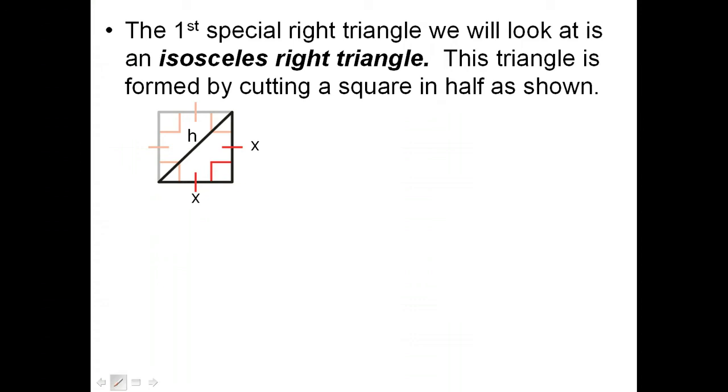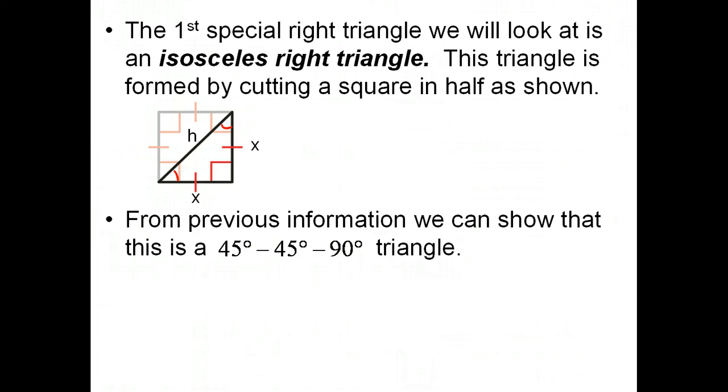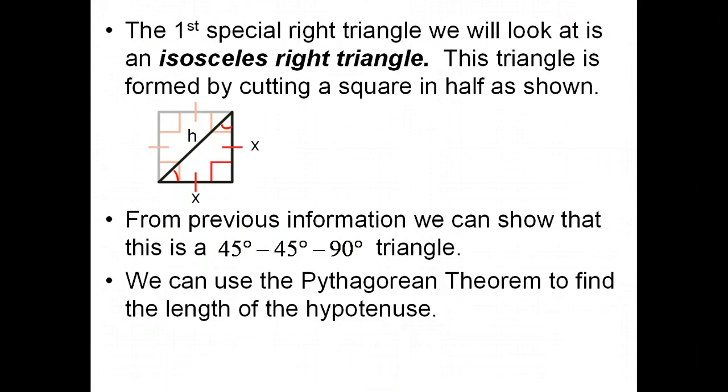By our base angle theorem, we know that these angles then are congruent, and if they are, that makes them 45 degrees. So we can easily show that that's a 45, 45, 90 triangle. We can use Pythagorean theorem then to find the length of the hypotenuse. The hypotenuse is the square root of the sum of the squares of the legs.